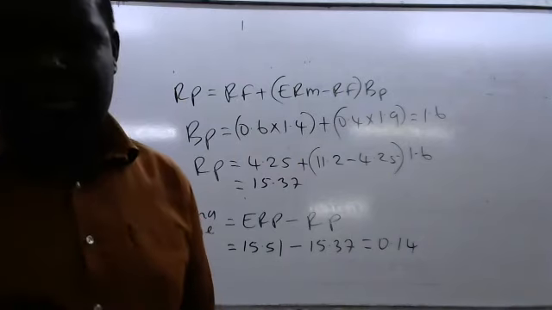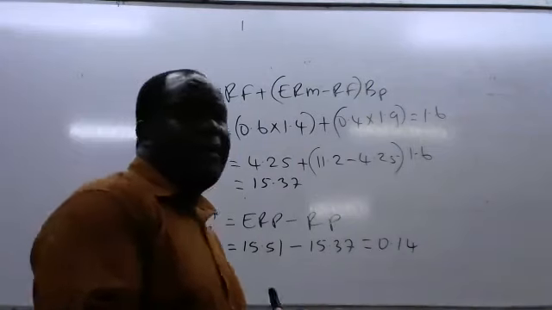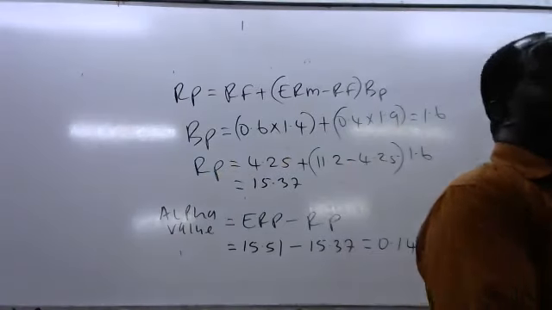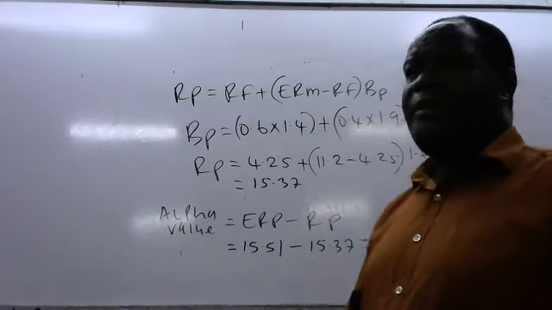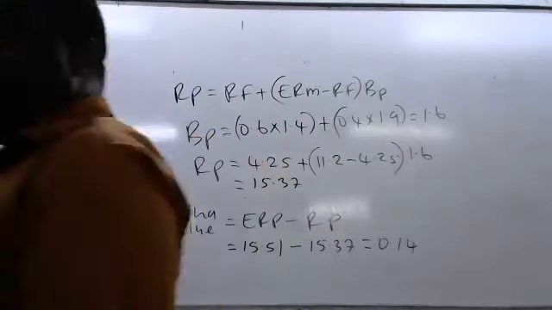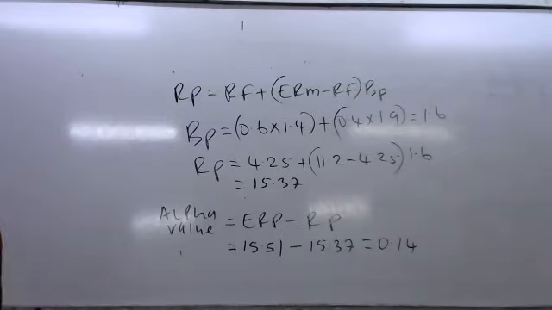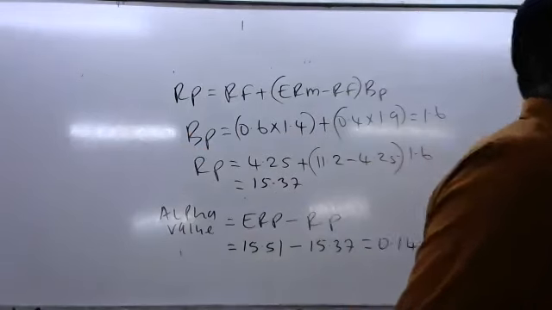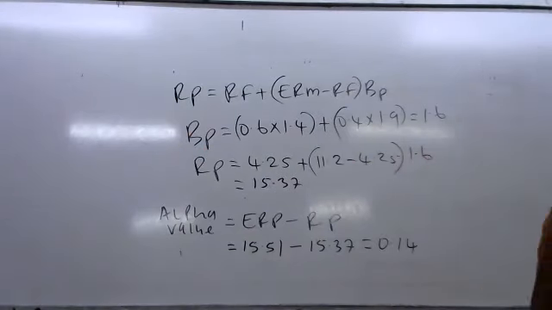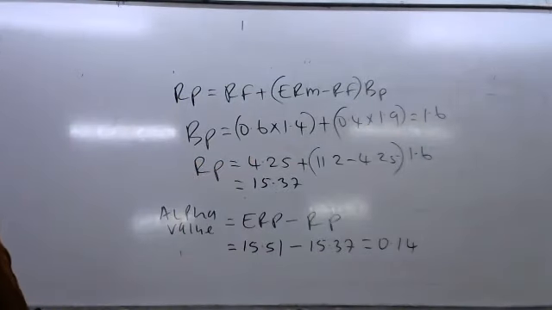So they were asking you to calculate the Jensen's alpha and then evaluate the fund's performance. So we can now comment that it indicates superior performance, since the alpha value is greater than 0. So that's now the comment in relation to that fund.